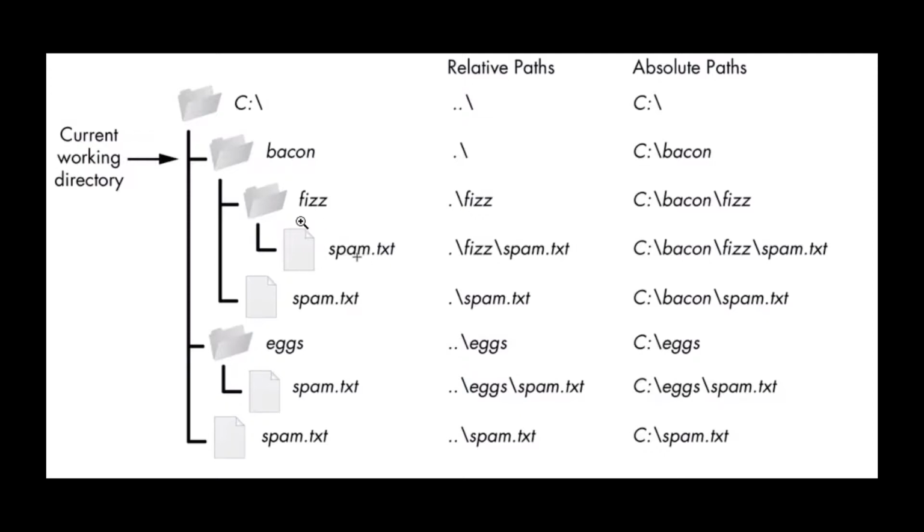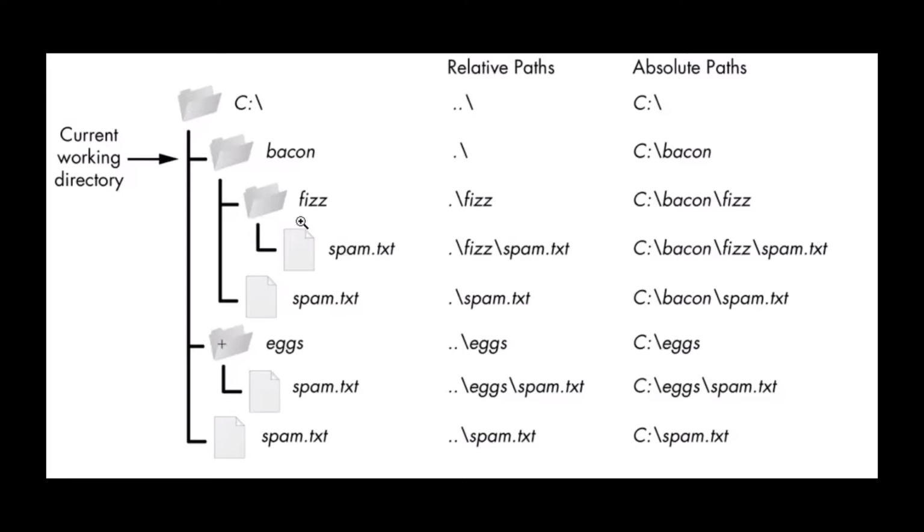Good. What if I'm referring to this spam.txt file? How can I refer to it? Since I'm in bacon folder, that means this folder, which is bacon folder. And then inside bacon folder, go to fizz folder, right? And then finally in fizz folder, I have my file spam.txt. For absolute paths, start from here, my root directory, and then go to the bacon folder. Inside the bacon folder, there is another folder called fizz folder, and inside that fizz folder, I have my spam.txt file. Okay?